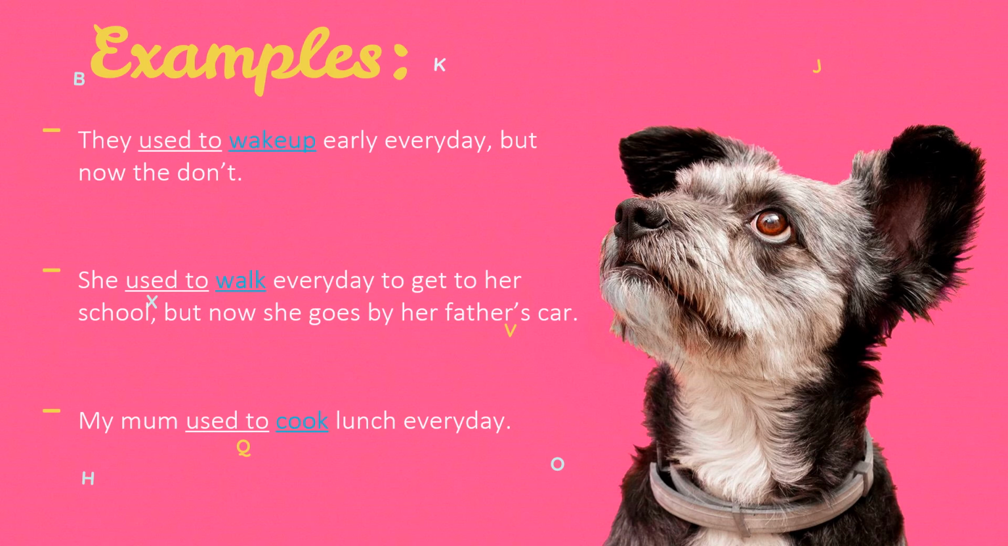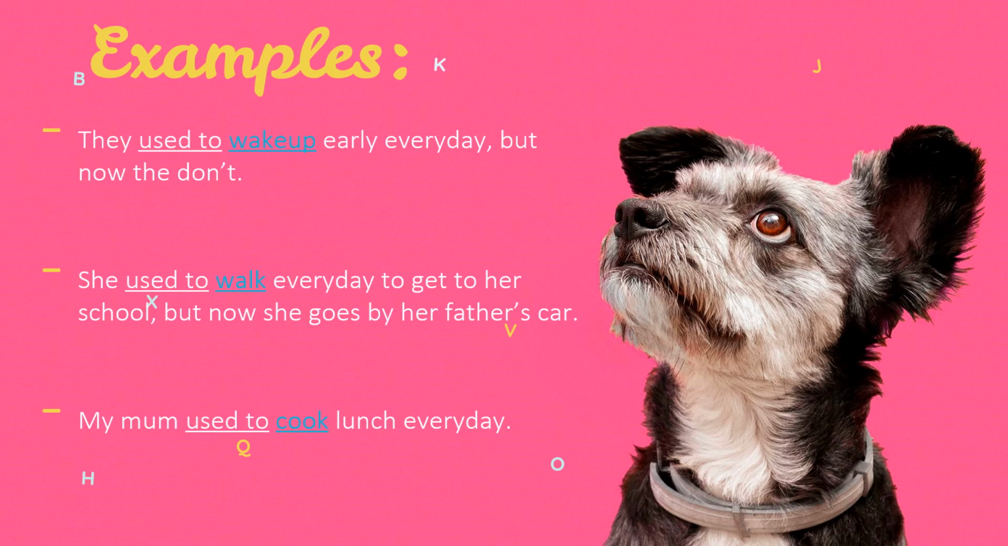So out of these examples, you can understand that we are talking about an action that someone used to do every day in the past, but now they don't. So they used to do this thing regularly in the past, but now they stopped doing it. They don't do it anymore. So let's move to the first example. They used to wake up early every day. So in the past, they woke up early, but now they don't wake up early.